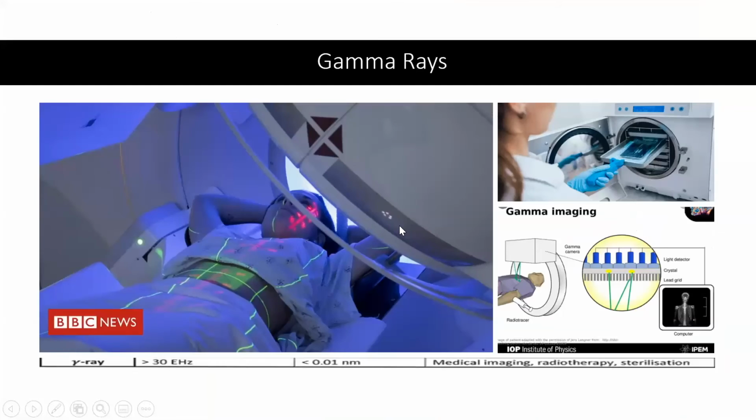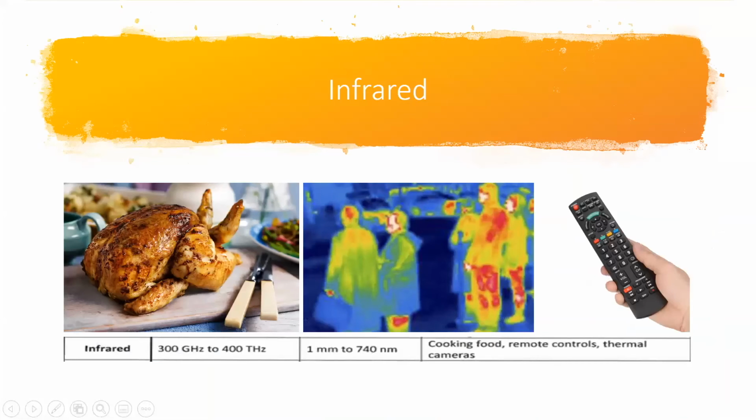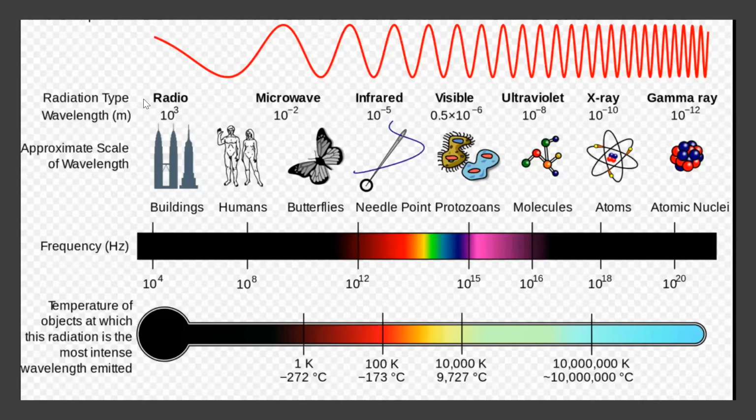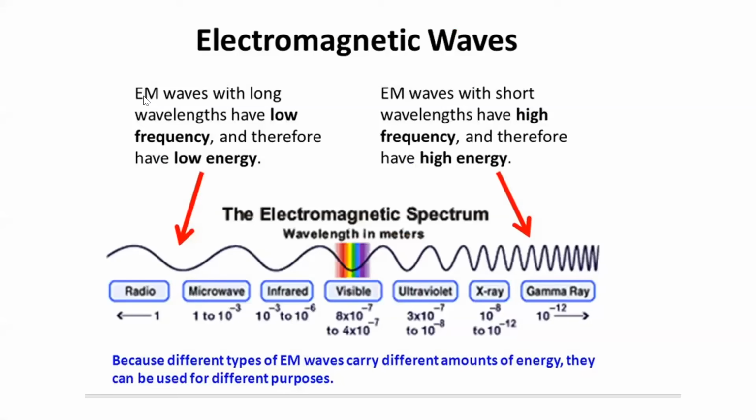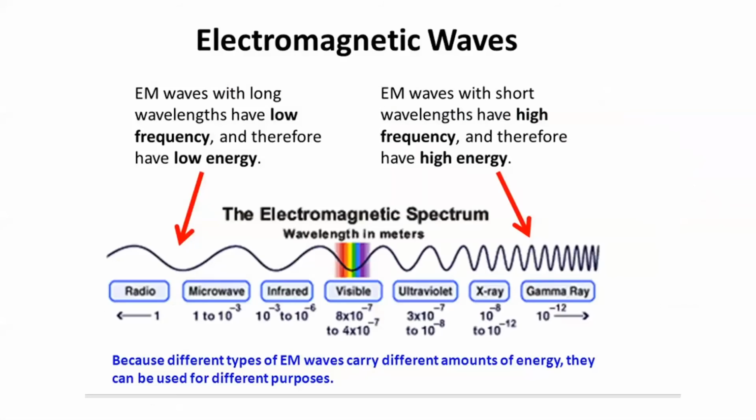So let's look at an overview. We looked at an overview of the electromagnetic radiation from gamma to radio waves. So let's go through the individual slides. Each one has a different use. So, understanding of uses of the electromagnetic spectrum, we just did that. Discussion of the dangers of different parts of the EM spectrum. So it's good to look at overviews like this.